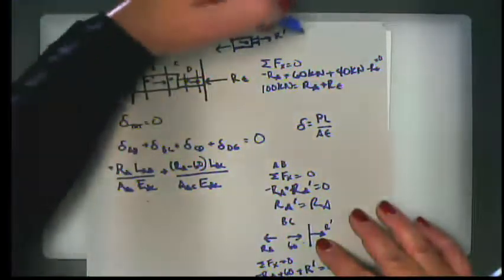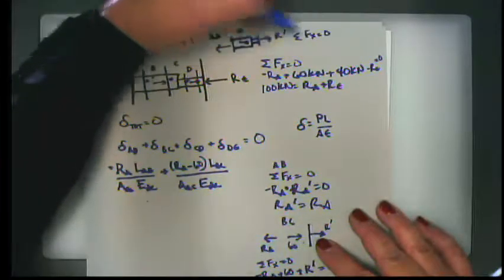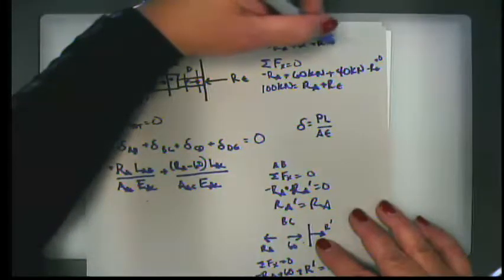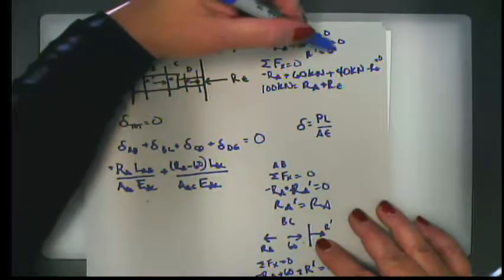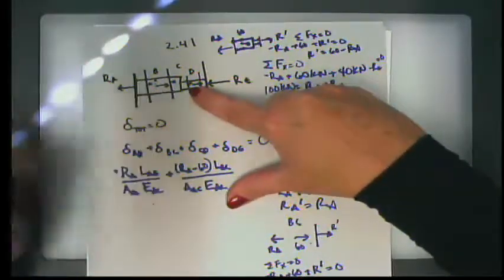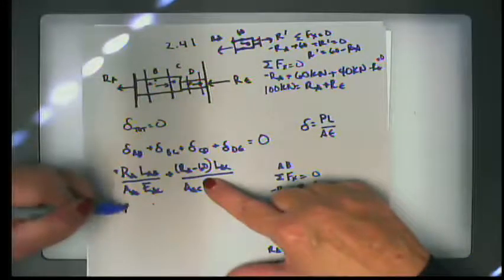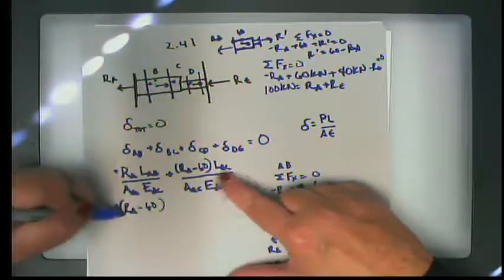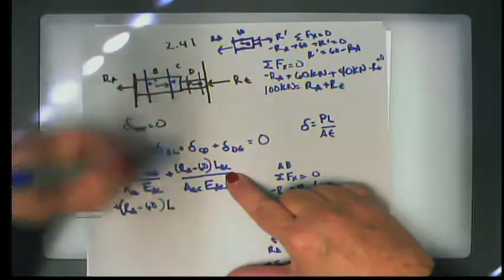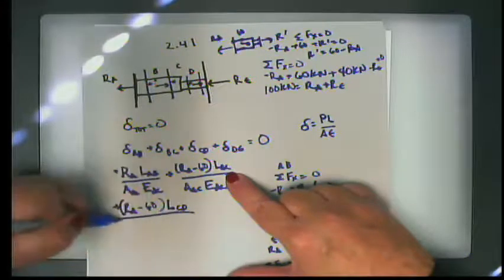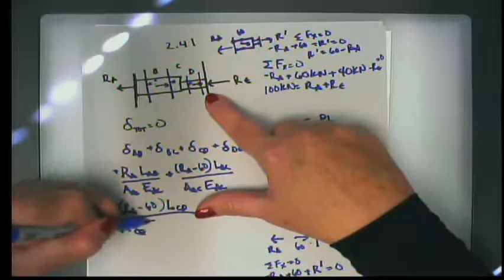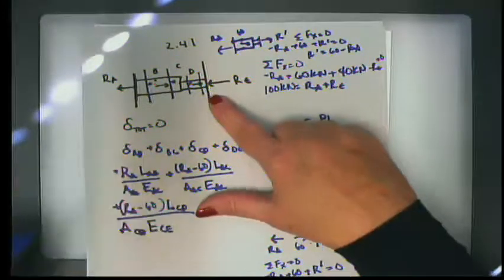And so, same equation, summation of forces in x equals 0: negative R sub A plus 60 plus R prime equals 0. R prime then equals 60 minus R sub A. So in other words, the force in this cutaway and this cutaway are the same. They're both R sub A minus 60. Only now I don't have the length from B to C. I have the length from C to D over the area. Cross-sectional area from C to D is exactly the same, and so is the modulus of elasticity.